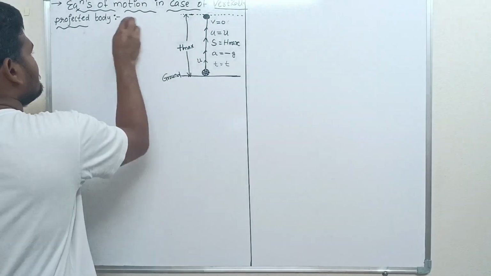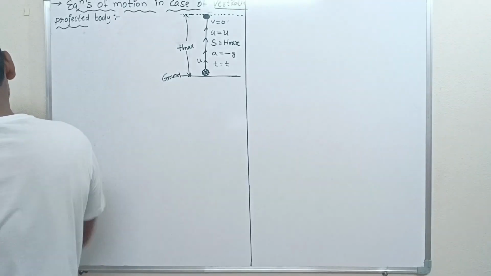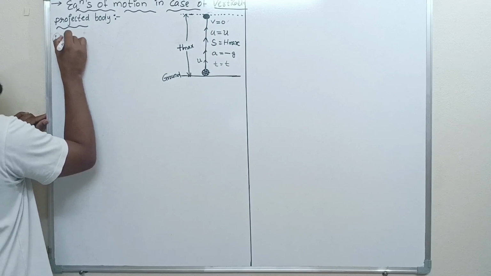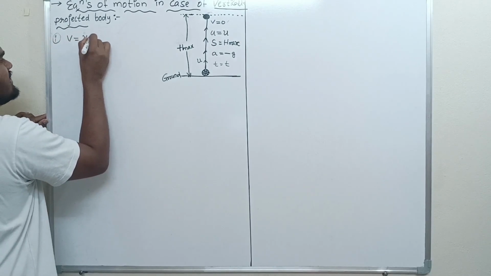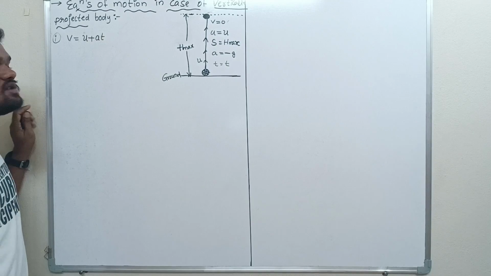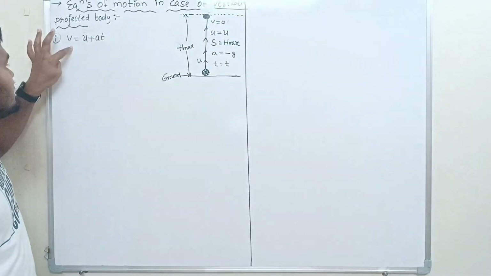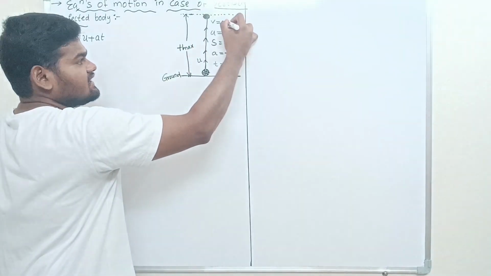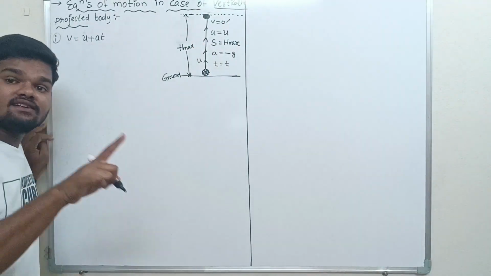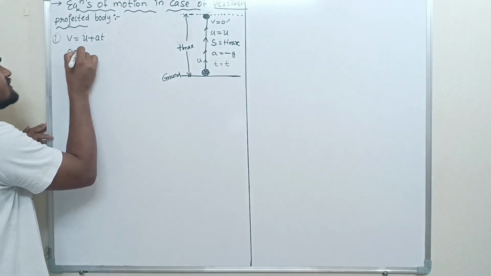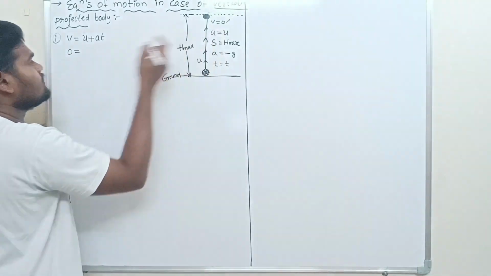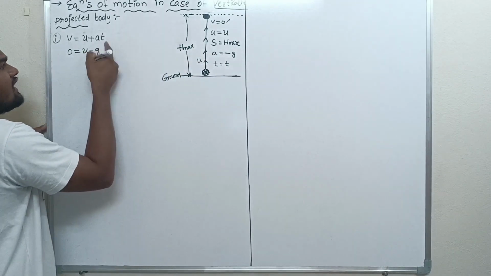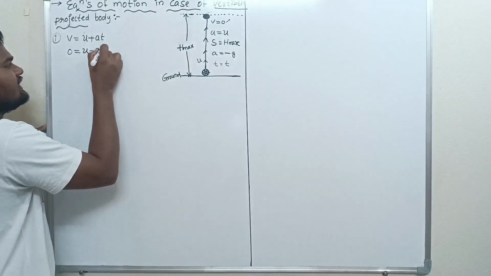I am going to write the equations of motion. The first equation of motion is v = u + at. Here v is the final velocity of the object. From this diagram, it is clear that the final velocity of the object is 0. So 0 = u, the initial velocity, plus acceleration due to gravity minus g, and the time taken by the object t.